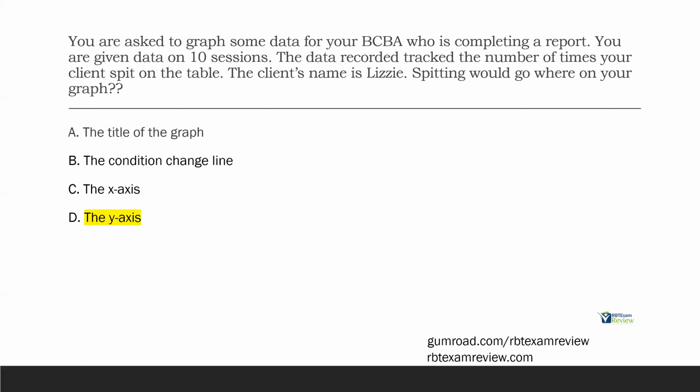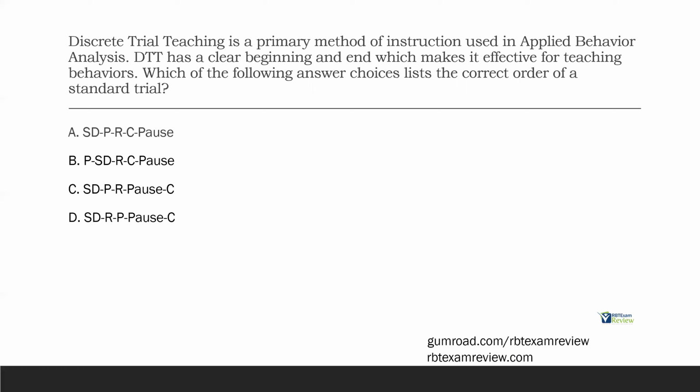The answer is y-axis. Discrete trial teaching is a primary method of instruction used in applied behavior analysis. DTT has a clear beginning and an end, which makes it effective for teaching behaviors. Which of the following answer choices list the correct order of a standard trial? There is a correct order for a trial, believe it or not. There's a certain way we do things and deliver things.